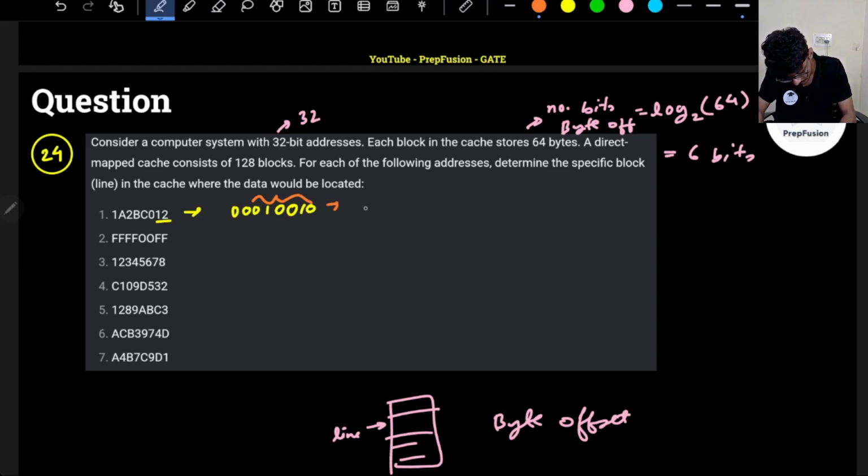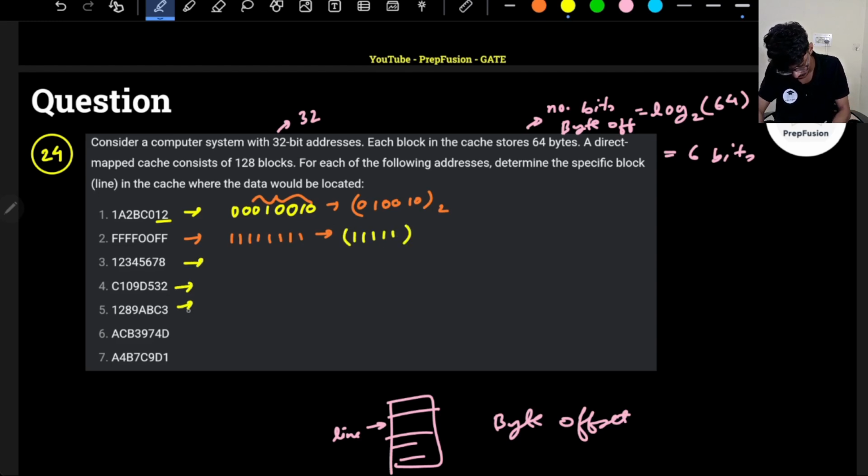So byte offset will be what? This will be 0010010. Okay, here again the same thing, right? Just check the last 8 bits and just trim out the last 6 bits. So if I trim out the last 6 bits, it will be all ones. Okay, all ones. Same here as well.